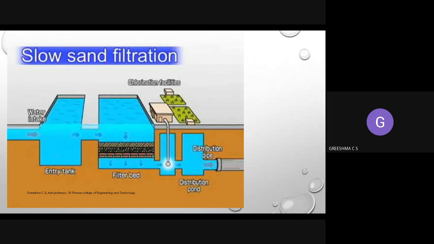See, so this is the sedimentation tank. This will be the exact picture of a slow sand filtration. So from the sedimentation tank the water will be entering to the slow sand filters. Okay, so through the filter bed bottom they have provided drains. From the drains to the main drain and then to the filtration, then to the distribution channel. Okay, so this is how a slow sand filter is working.